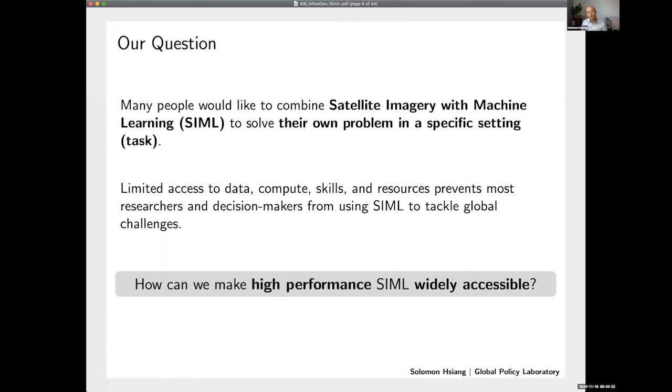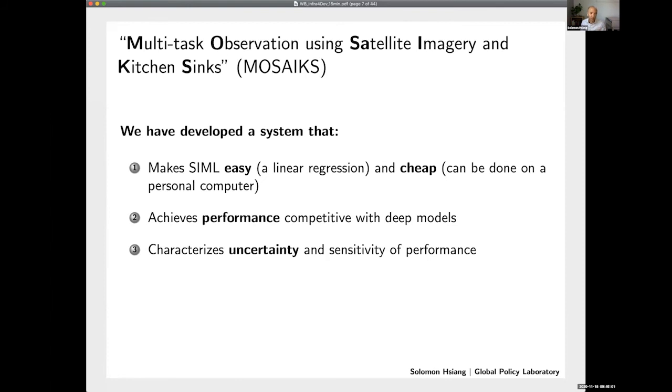And what we realized is we need to make something that anyone with basic statistical training and basic computer resources could use, and then take those skills and apply them to using satellite imagery combined with machine learning, which is what we call SIML. It's a large class of technologies of using machine learning to extract structured information from satellite imagery. So we built a system, which I'll try to show you. It's now operational, and we call it the Multitask Observation with Satellite Imagery and Kitchen Sinks, which has the clever acronym MOSAIKS.